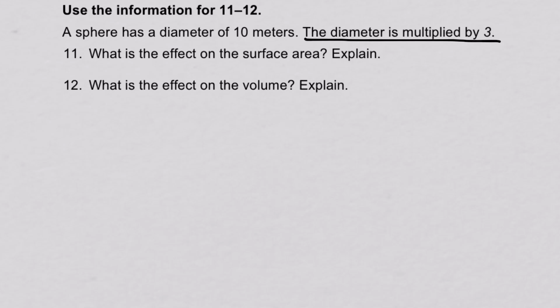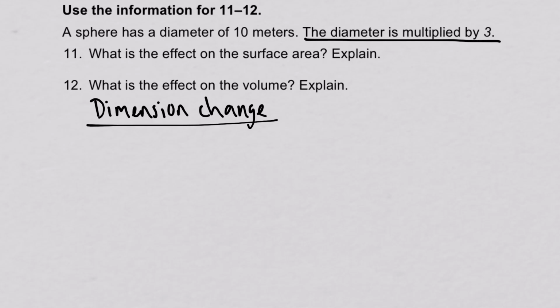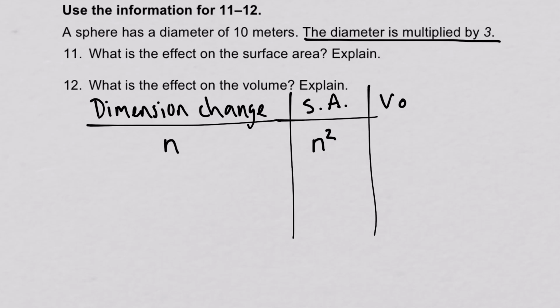Here's how the rules usually work for solids, okay? It's basically determined by how you change the dimension. Let's say you change the dimension by a number n, in this case 3, but it could be 4, it could be 6, it could be whatever. What happens to the surface area? The surface area does not get multiplied by n. It gets multiplied by n squared. And the volume gets multiplied by n cubed.